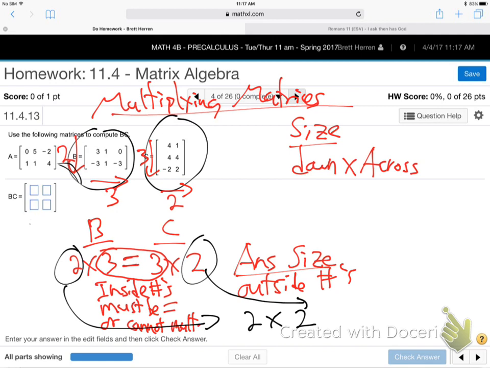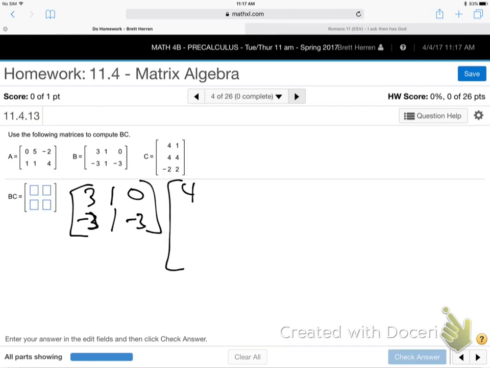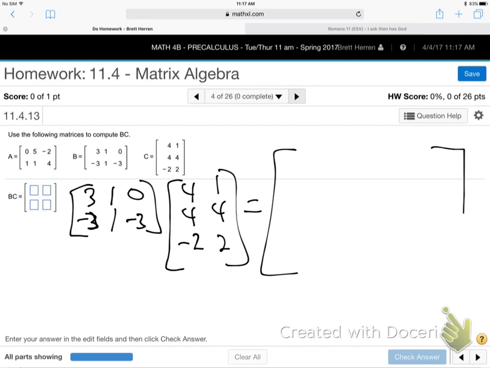Everybody got that copy done? I'm going to go to a fresh screen because it's a weird thing. You're probably going to want to use your calculator. I'm going to show you by hand a couple times, and then we'll do it by calculator as well. So B times C, let me write it down here. 3, 1, 0, minus 3, 1, minus 3, and 4, 4, minus 2, 1, 4, 2. Okay, so like we said already, the answer is going to be a 2 by 2. So I'll just kind of set it up. It's helpful, I think.